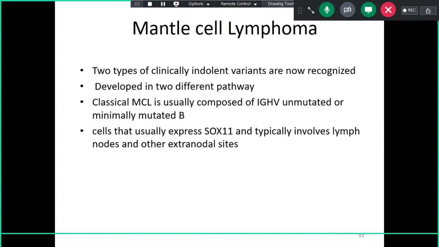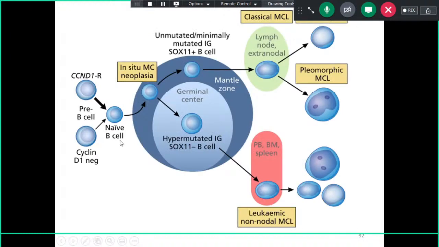One is clinically indolent, and based upon that, people are now saying indolence presents as leukemic and the more aggressive presents as nodal. Somebody can ask you how, if it is a leukemia, it could be aggressive. No, this is one lymphoma, mantle cell, where leukemic is indolent but nodal is aggressive. So there are two pathways described.